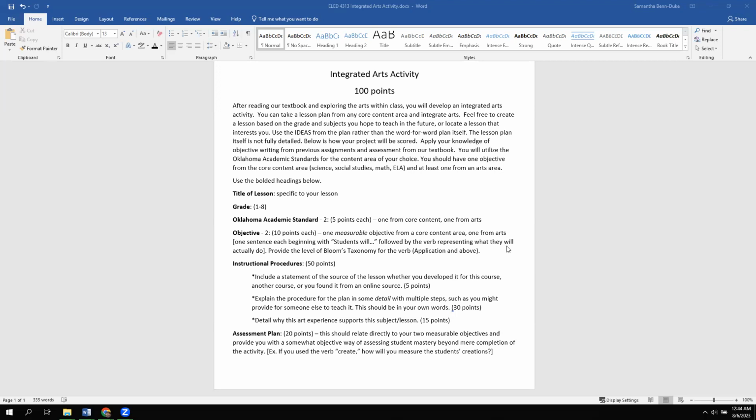You're going to give us some fairly detailed instructional procedures, but just the step-by-step part, not what you would do if you were doing the NSU lesson plan template. And this is going to include why this experience supports the subject, this lesson. Why does your art support the students' learning? And then you're going to have some kind of an assessment. So I will show you some examples of some notes that I put together to do this.